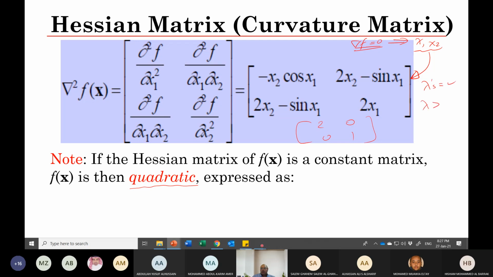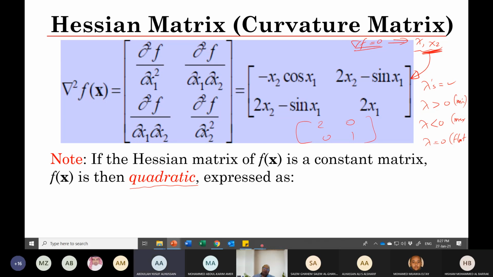If lambdas are greater than 0, then this point is what? If lambda is greater than 0, or second derivative greater than 0, this is a minimum. If lambda is less than 0, this is a maximum. If lambda is equal to 0, this is a flat point or inflection point.